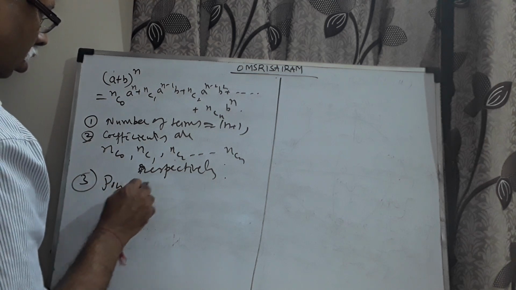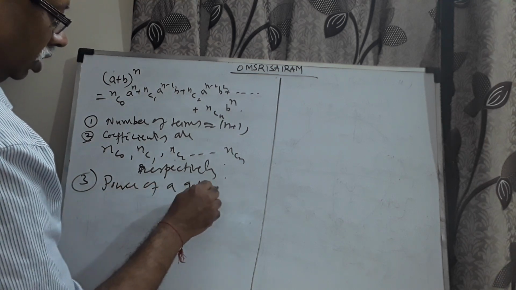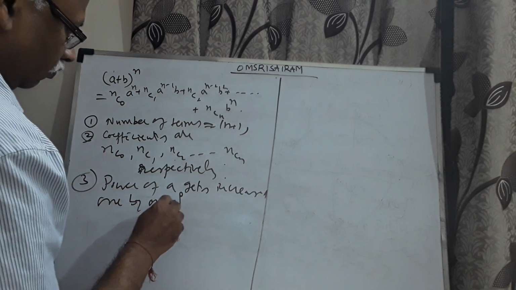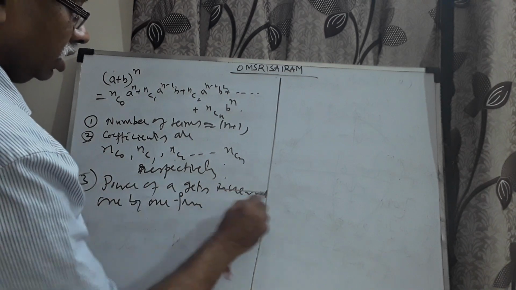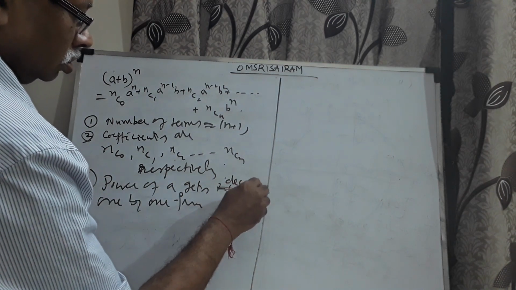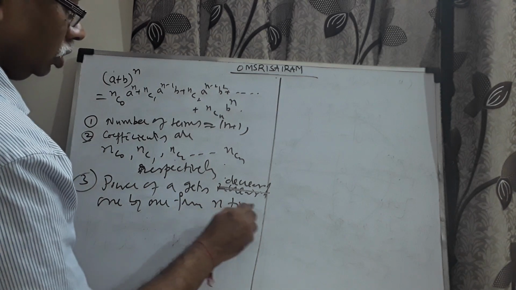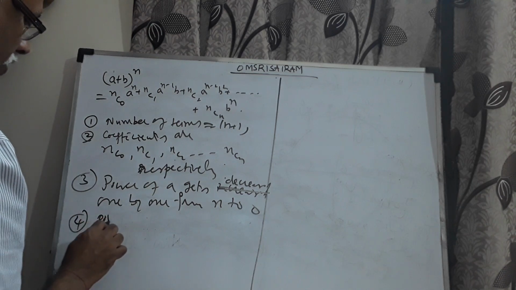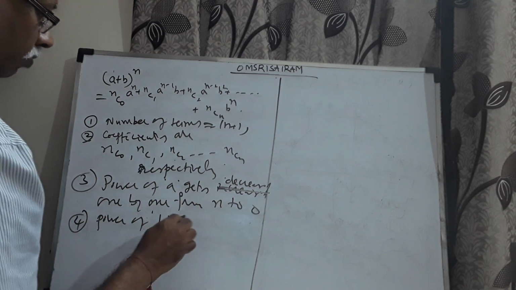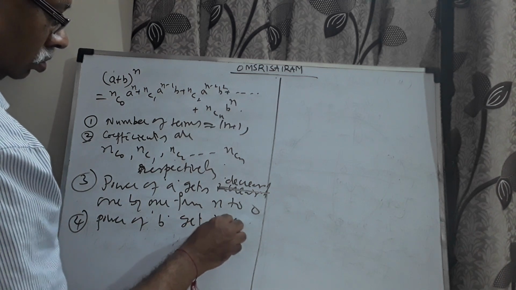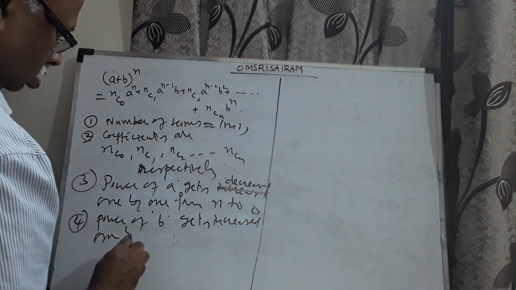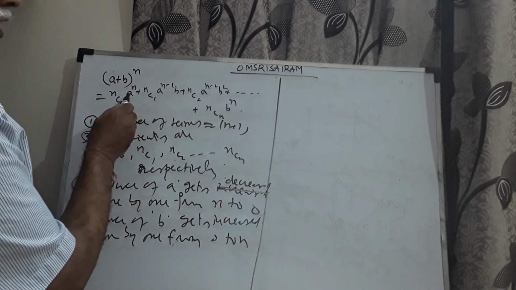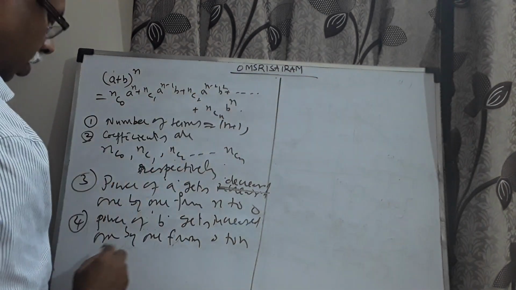Okay, then power of a gets decreased one by one from n to 0. Here for the first term n, then n - 1, etc. up to 0. Then power of b gets increased one by one from 0 to n. For the first term power of b is 0, 1, 2, 3 and so on up to n.